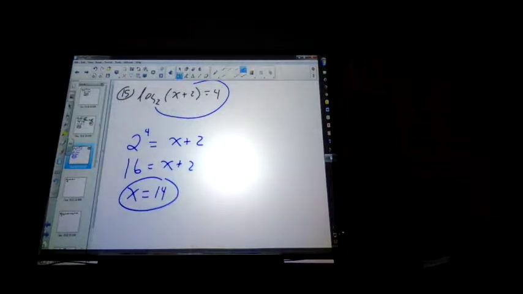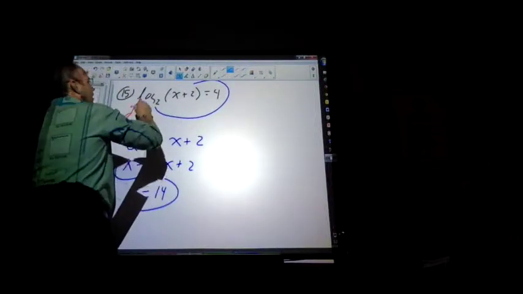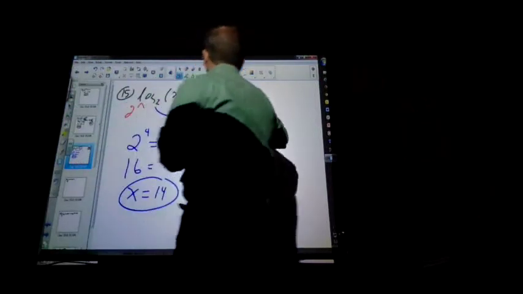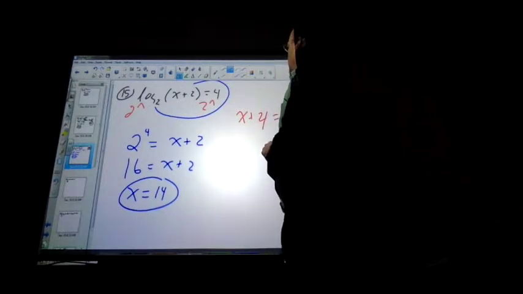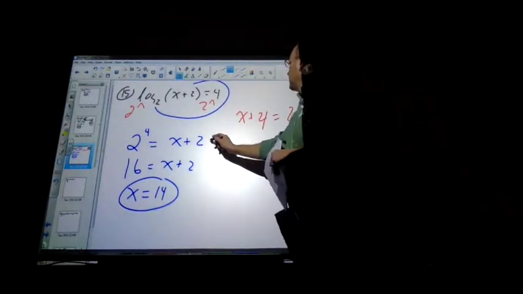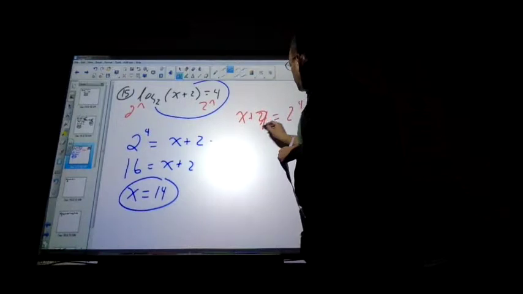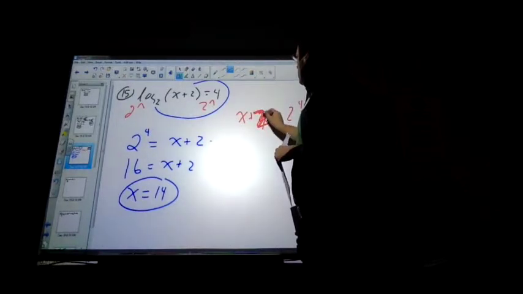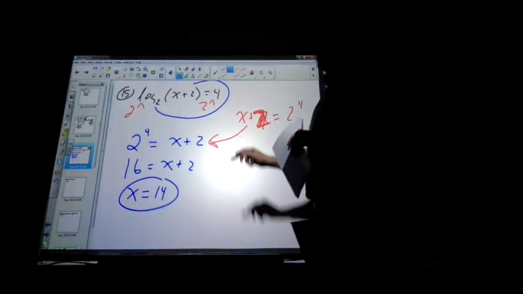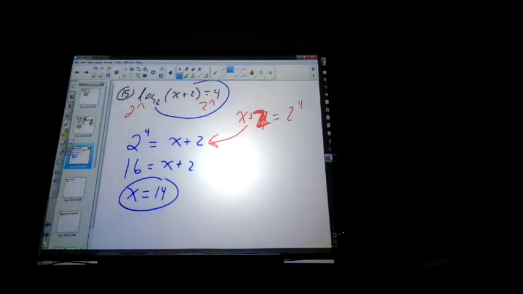Could you have just raised both sides to the 2? Oh, you mean do this? Like that and that? Yeah. Absolutely. And that all of a sudden becomes the same thing as this. Oh, that should be a 2. So that's going to be the same thing as that. It's your choice which way we want to go about it. So good eye on that one.